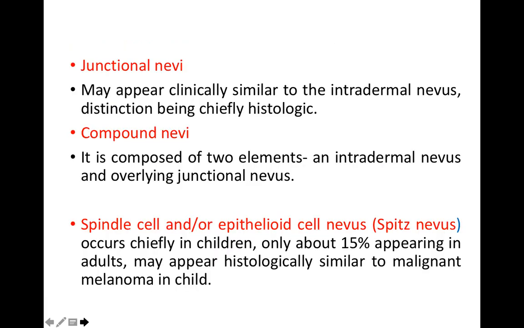Now, you should know about junctional nevi and compound nevi. Junctional nevi may appear clinically similar to intradermal nevus, the distinction being chiefly histologic. Compound nevus is composed of two elements, intradermal nevus and overlying junctional nevus. Spindle cell or epithelioid cell nevus, also called Spitz nevus, occurs chiefly in children, with only about 15% appearing in adults, and may appear histologically similar to malignant melanoma in a child.